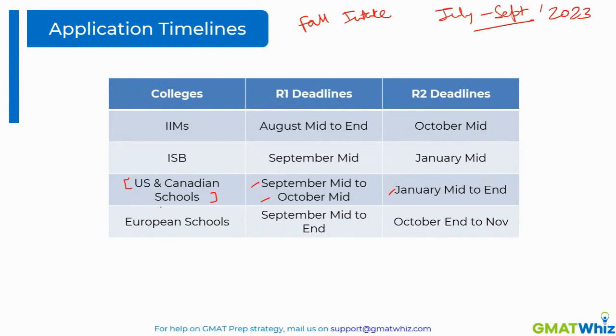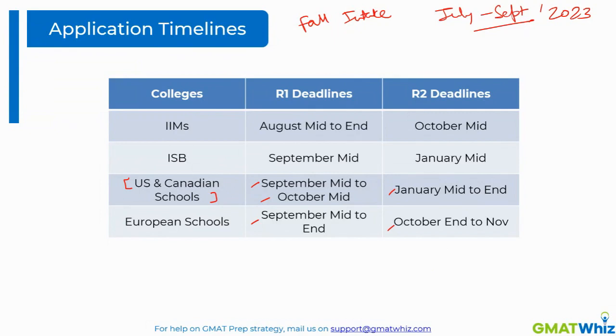For European schools, on the other hand, the first round is almost similar, mid to end of September. Again, a few exceptions are always there; a few colleges might have it earlier or later. I'm talking about the majority. Round 2 is around the end of October to November. Traditionally, European schools have broken down the round 2 deadlines into two parts. The traditional US round 2 is mid-January, so they have a deadline around that time, and one more deadline before it, at the end of October. So they kind of distribute their workload.